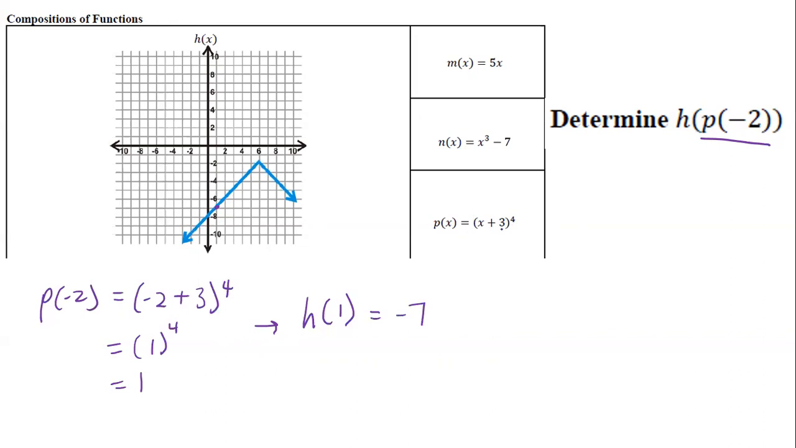Right here? It says x plus 3. That 3? Yeah, it's from the equation. P of x equals x plus 3 to the 4th. And all we did was substitute in the x. Nothing else changes. H is our graph. H of 1 equals negative 7. Okay, so that's using graphs and equations.